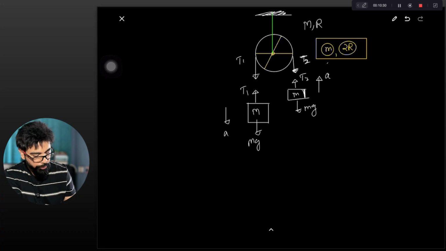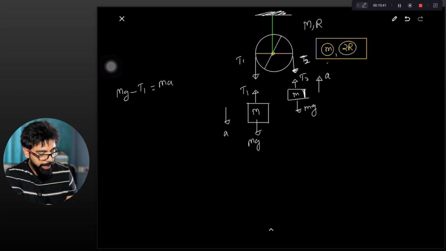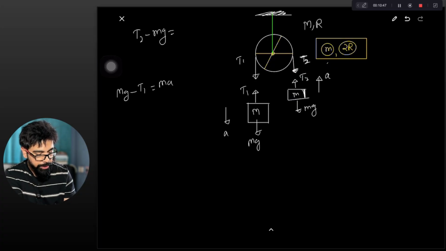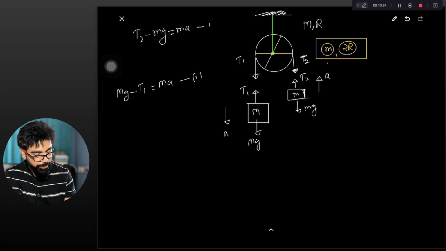So the first equation, for the block of mass capital M, is capital Mg minus T1 is equal to capital Ma, because the capital M block is descending downward. And for the block of mass small m, the equation is going to be T2 minus mg is equal to small ma, because that block is ascending upward. So this is your equation 1 and this is your equation 2.